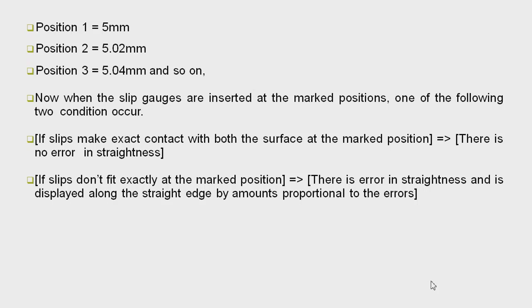Now when the slip gauges are inserted at the marked position, one of the following two conditions occur. If slip gauges make exact contact with both the surfaces at the marked position, there is no error in straightness. If slip gauges don't fit exactly at the marked position, means there is error in straightness and displayed along the straight edge by amount proportional to the errors.